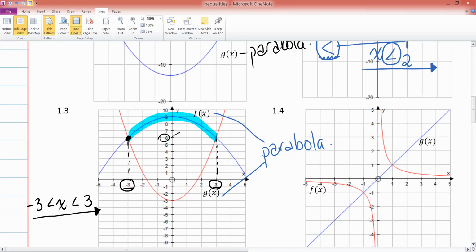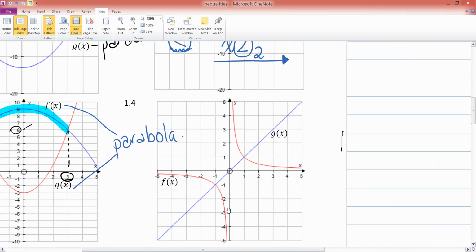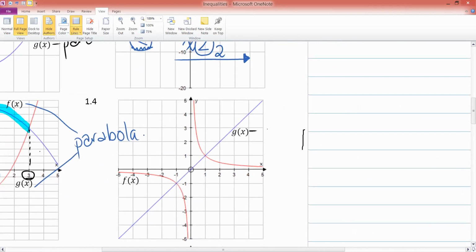All right. Now, 1.4, slightly more complicated, right? So we have a linear and we have a hyperbola. Where are the intersection points? That's one intersection point at -1, -1. Other intersection point, 1 and 1, okay? Right, so let's look and see where the red graph is going to be above the blue graph. So we have to look at the points where it's strictly above.